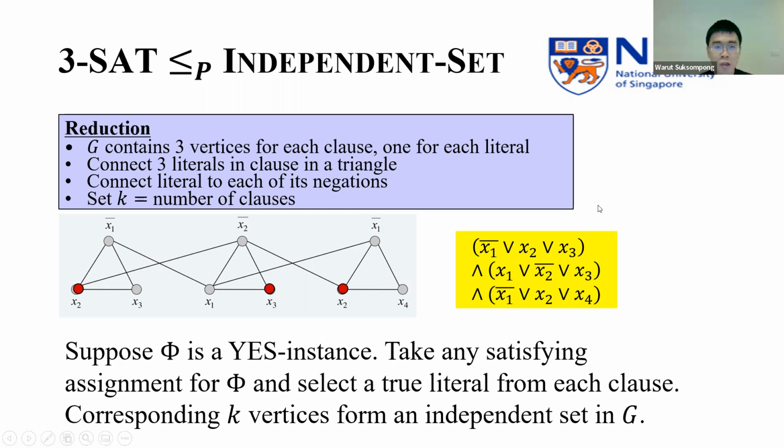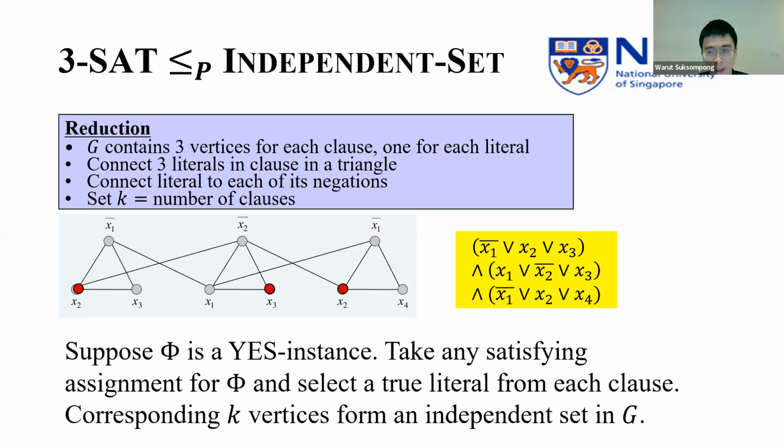Okay, so what do we need to show next? We need to show that the instance of 3 set is a yes instance if and only if the instance of independent set is a yes instance, right? So suppose first that the instance of 3 set is a yes instance. That means there is a satisfying assignment, right? We may assign x1 to true, x2 to false, something like this. So what we do is we select a true literal from each clause, right?